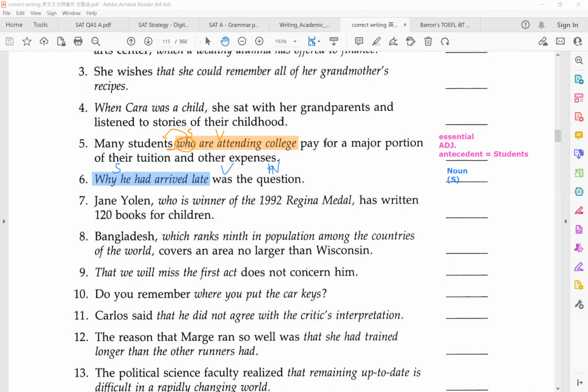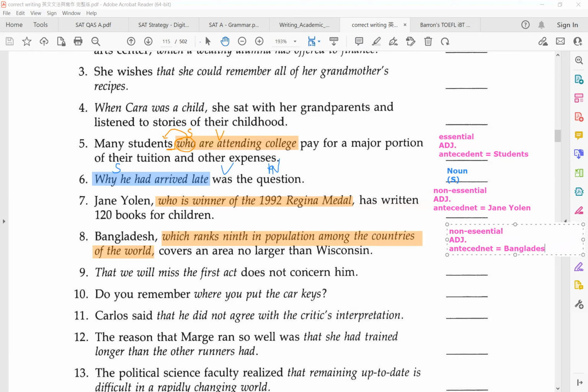All right, and number 7, of course, this is non-essential adjective clause, right? So I'm going to use pink because we see the inserter commas and the antecedent is a proper noun, Jane Yolen, right? Same thing with number 8, right? You see which is always non-essential with the inserter commas because you are modifying a proper noun, which is very clear on its own. It is Bangladesh.